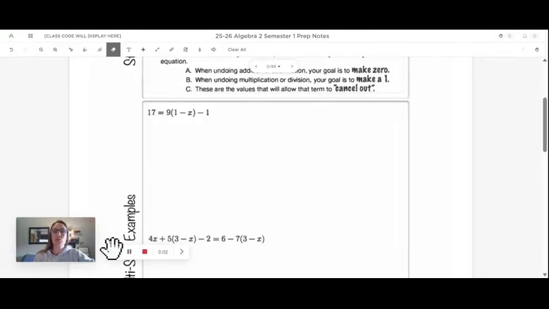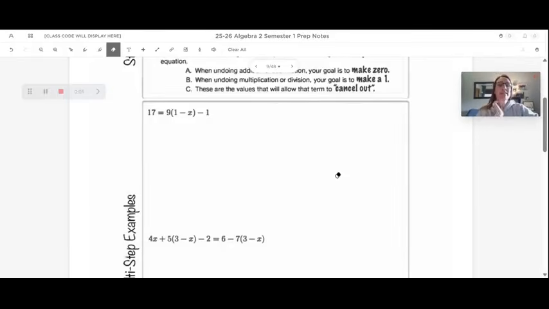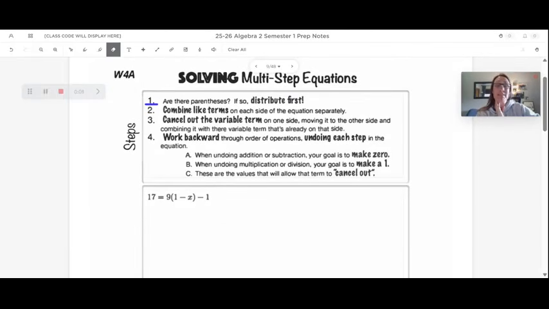Hey guys, so we are going to talk about multi-step equations, and that just means probably more than two steps. Okay, so the first thing that we want to look at is, are there any parentheses? If so, distribute first. Okay, that's what we're going to do. And remember, distributing means multiplication.